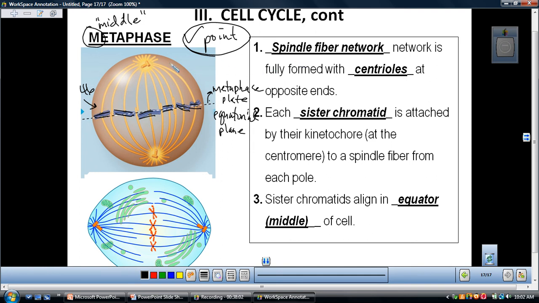Okay, but you can kind of see also, let's just go down the checks here, the spindle fiber network is fully formed. Okay, so it's completely spanning the cell. Centrosomes are opposite of each other. Sister chromatids, attached by their kinetochore at their centromere, are aligned on the metaphase plate, equatorial plane. Okay, and the cell is now ready to go into the next phase, which is anaphase. Okay, so it's a real simple checkpoint.